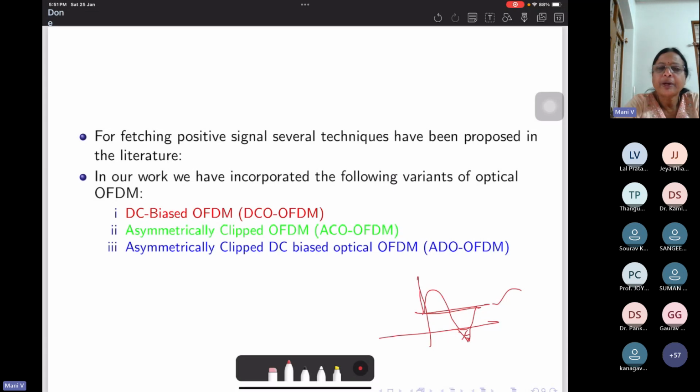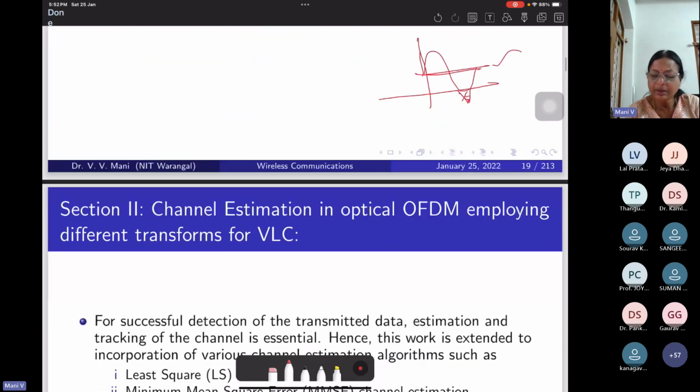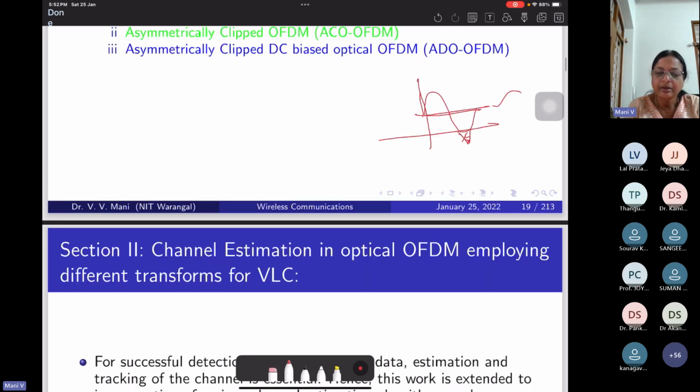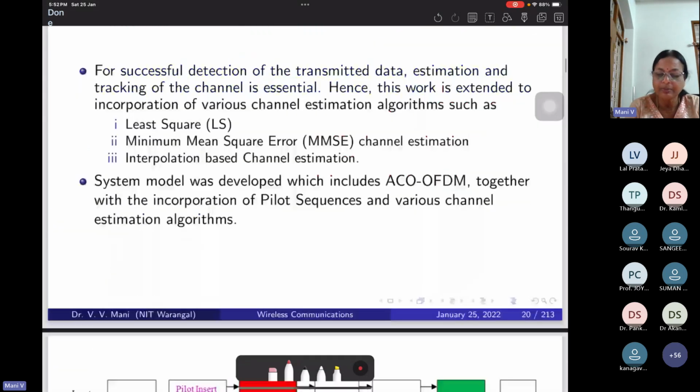A small MATLAB program can be developed on DCO-OFDM as their project work. It's very easy to write a MATLAB code for DCO-OFDM and even ACO-OFDM, ADO-OFDM. Similar to your wireless communication channel estimation techniques, here also we can extend the same channel estimation techniques to optical OFDM. Optical OFDMs are employed with different transforms. Just now I said DCT, DCO, DHT, or IFFT, and we have also used the Hermitian symmetry transform, right?